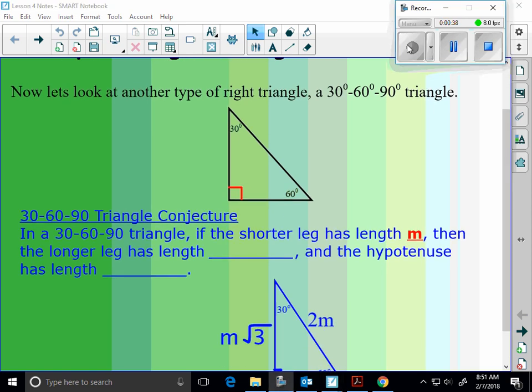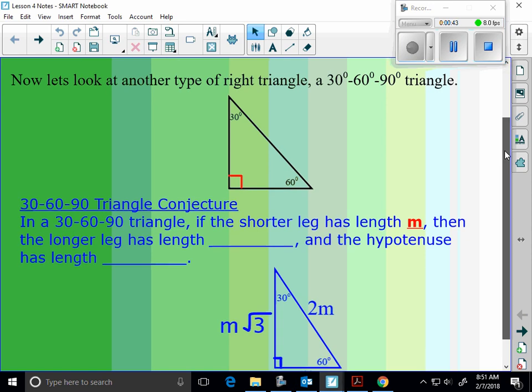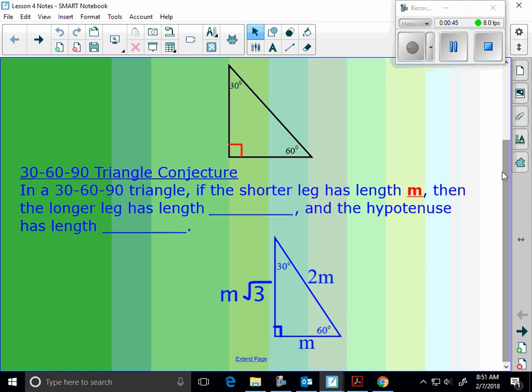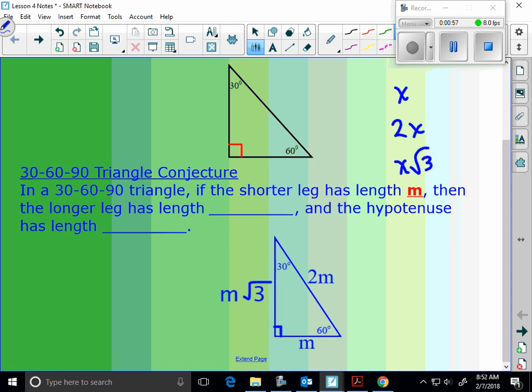All right, let's talk about 30, 60, 90s here real quick. And off the bat, this isn't going to make sense. I'm going to be honest with you. You're just going to go, what just happened? But I'm going to throw a couple things out there. I'm going to throw out an x, a 2x, and an x times the square root of 3. Those are the ratio of the three sides of a 30, 60, 90.